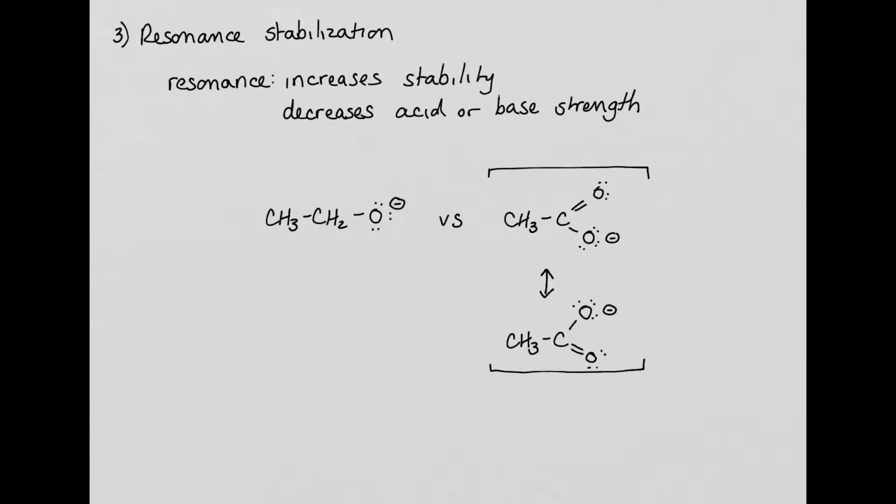Resonance stabilization in this case helps to delocalize the negative charge over the two oxygen atoms, giving each one a half negative charge, and therefore stabilizing this ion relative to the ethoxide ion. Because the acetate ion is more stable, it is therefore a weaker base. Remember that this also means that it will have a stronger conjugate acid.